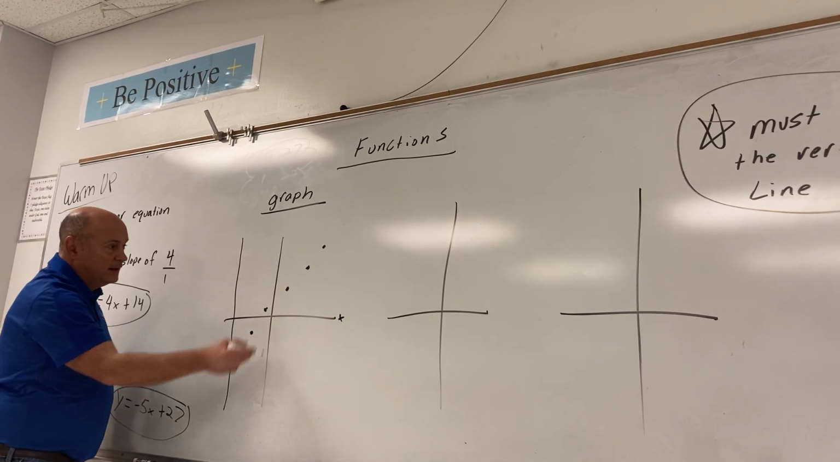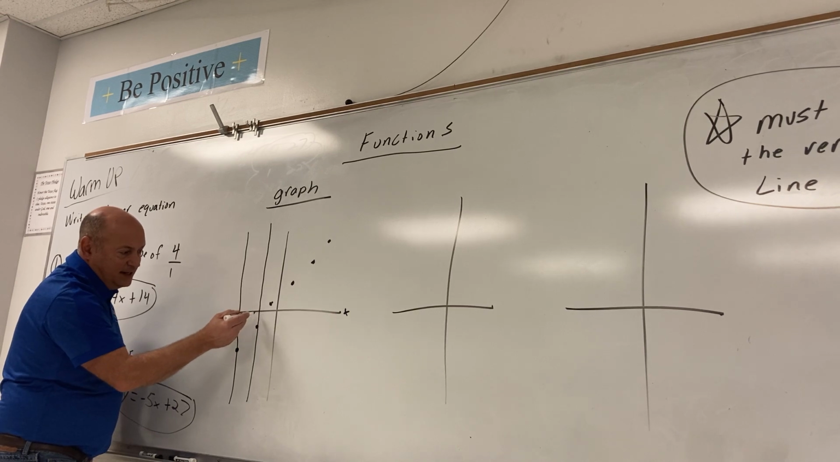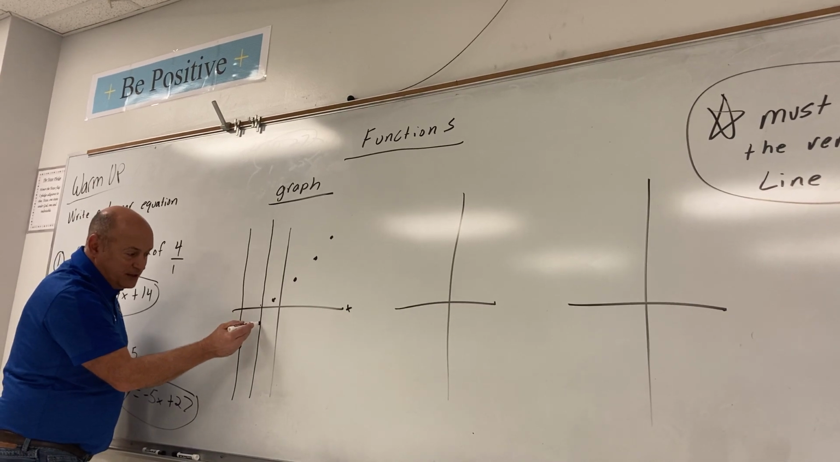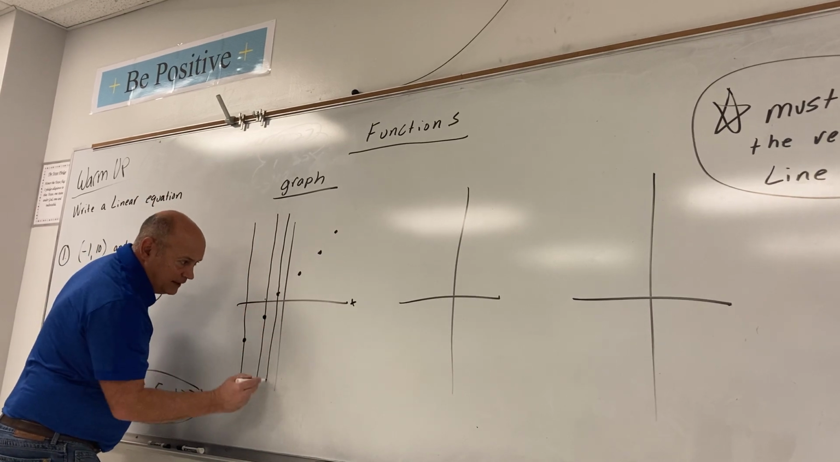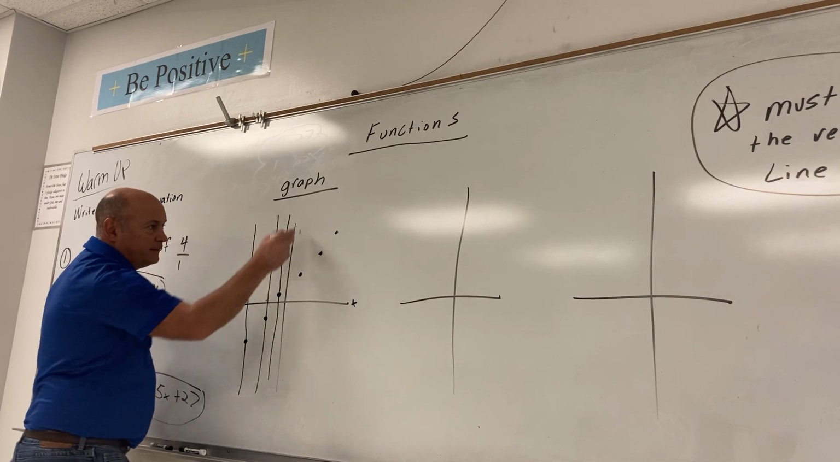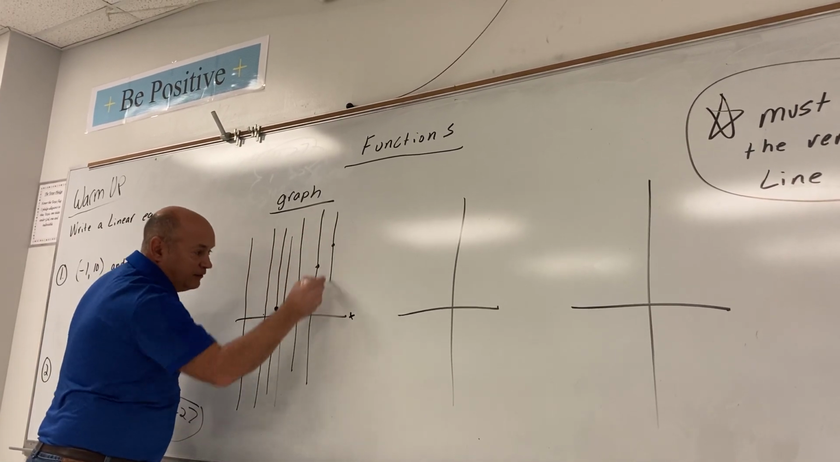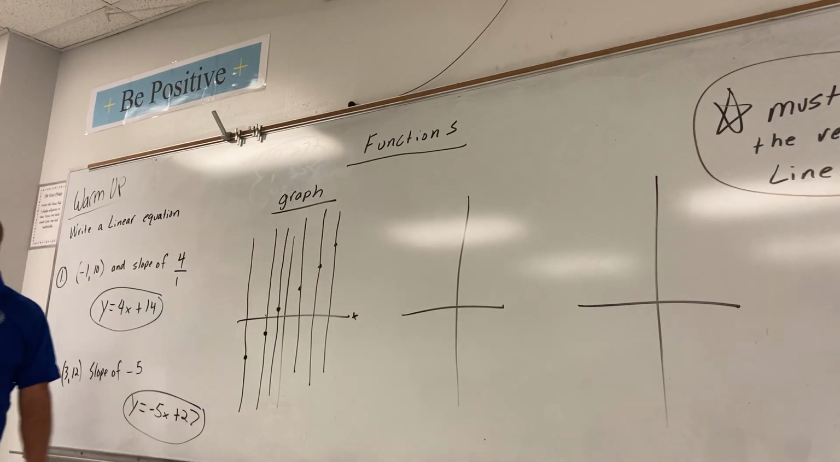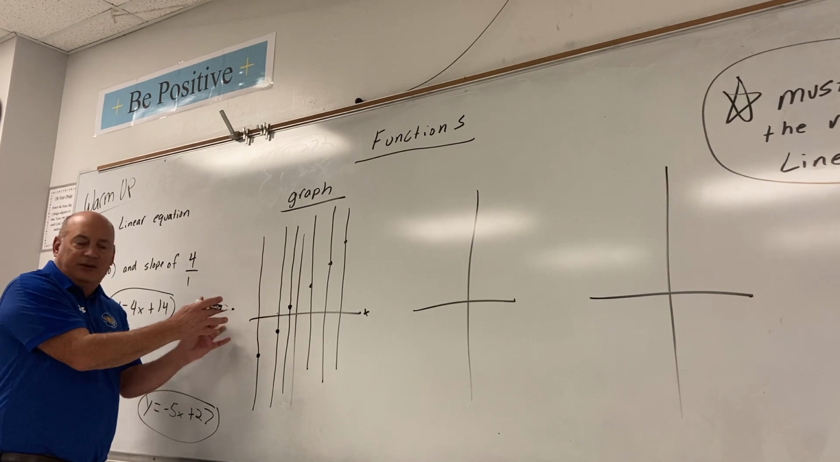One. Let's draw a vertical line right here. Let's call this X -3. How many boyfriends does she have? One. Let's draw a vertical line right here. Let's call that -1 for the X. How many boyfriends? One. Are any of the girls cheating? No. That is a function. It passed the vertical line test.